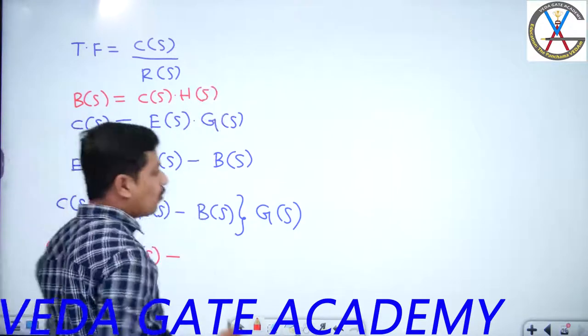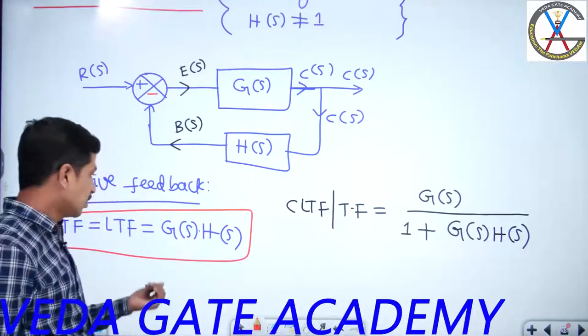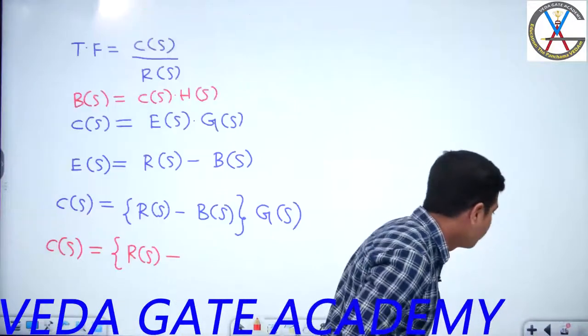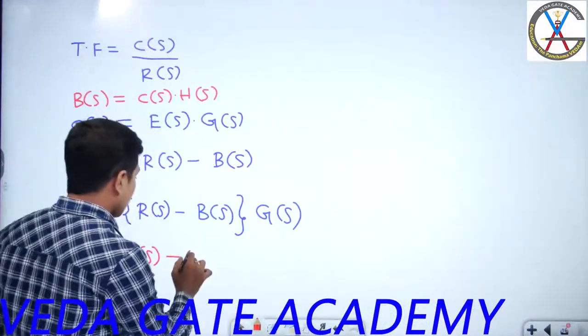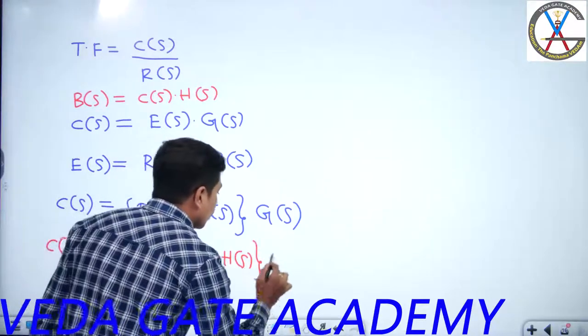Why am I doing it once again? So that you understand it once again. B of s is C of s into H of s, very simple. So this is C of s into H of s into G of s.